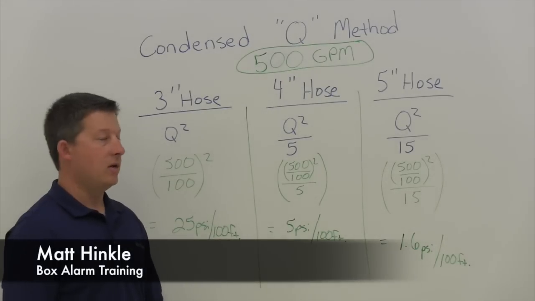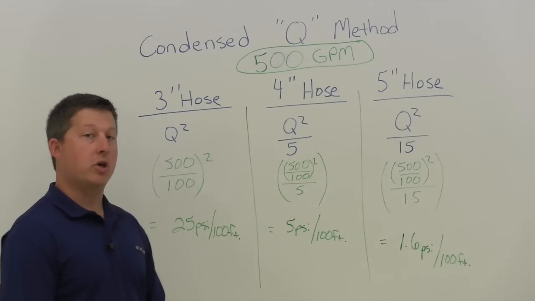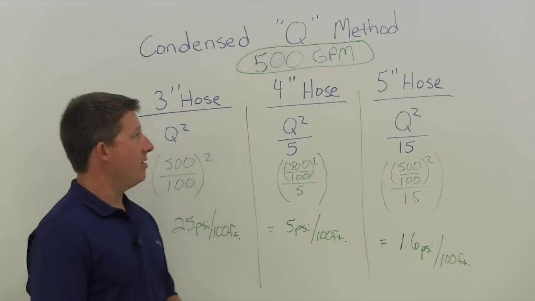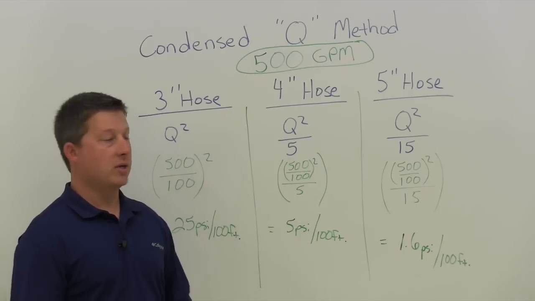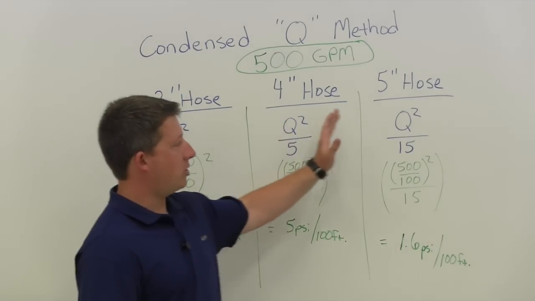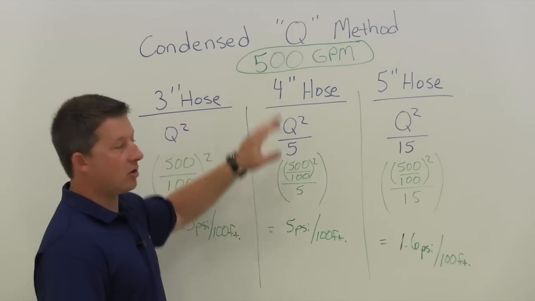Hi, I'm Matt Hinkle, and we're going to go over a quick method of fireground friction loss, which is the Q method or condensed Q method. This method is used for calculating friction loss per 100 feet of hose in 3-inch hose, 4-inch hose, and 5-inch hose. So as an example, I put 500 gallons per minute.